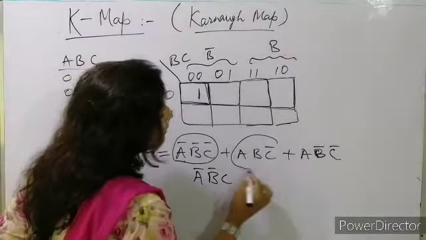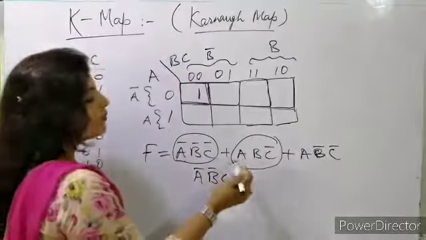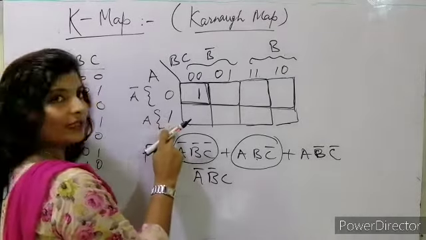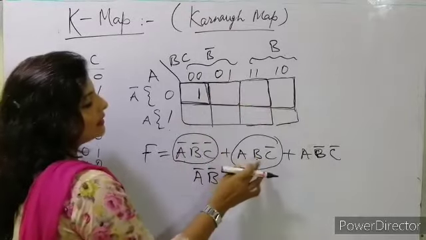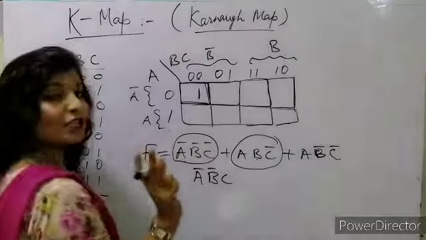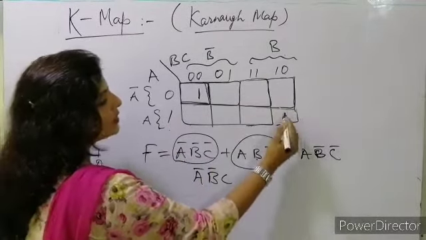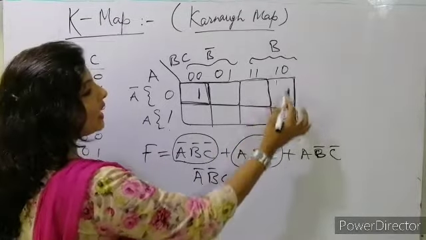The second min term, we'll write 1 for this min term. So A, B and C bar. A is positive, so A should be 1, B should be 1. Where is B 1? These. And C bar, complement of C, means C should be 0. So A, B and C bar is this one.